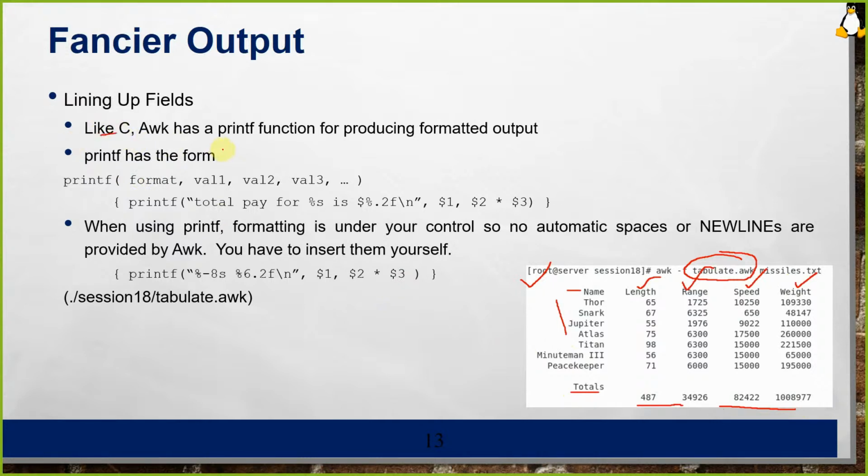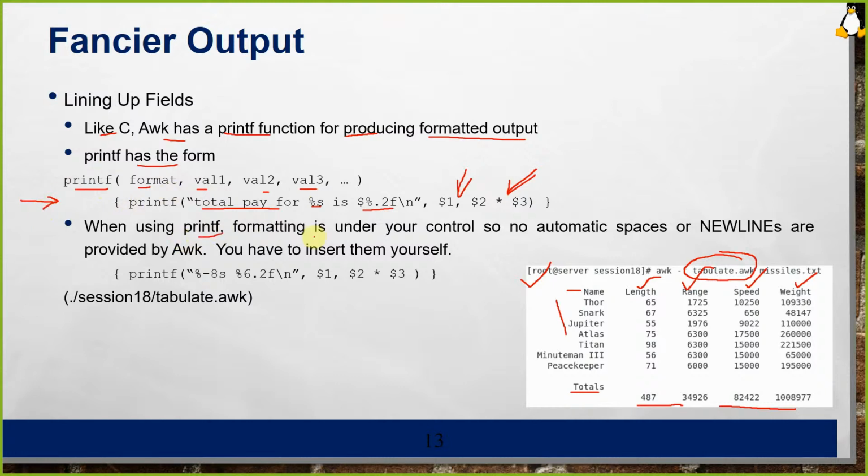Like C, awk has a printf function for producing formatted output. Printf has the form printf format, value 1, value 2, value 3, and so on. For example, total pay for this is this value, and now you are specifying the field name for the substitution. Similar to the C language, you can safely say that it is borrowed from C. It is precisely the same printf function the way we use it in C.